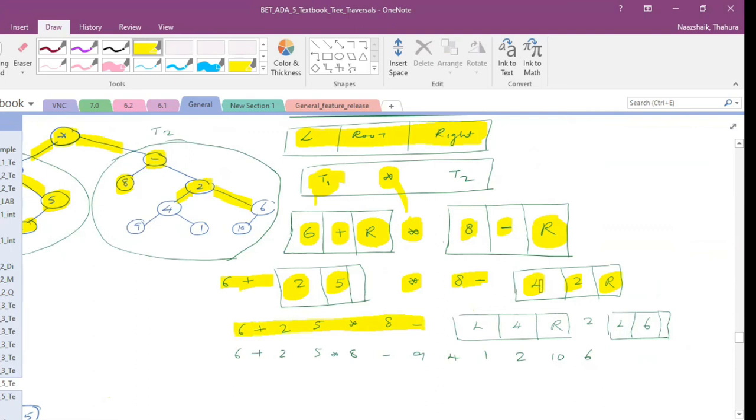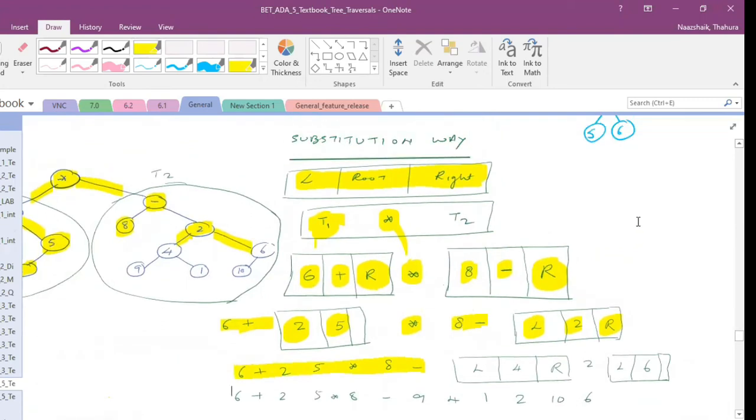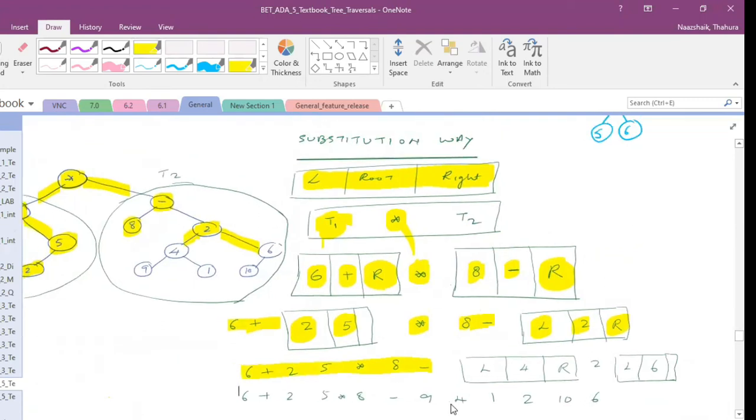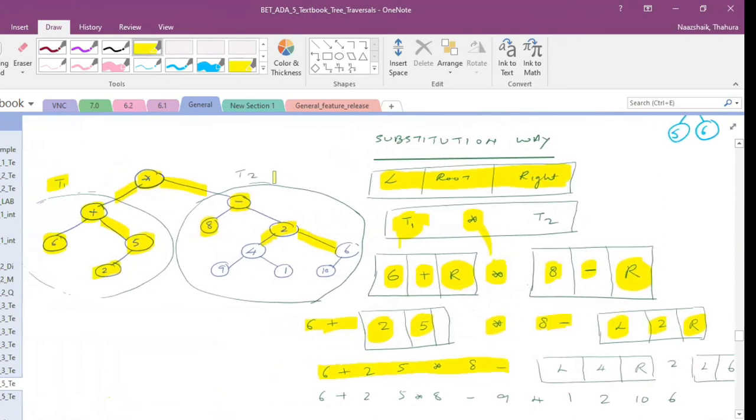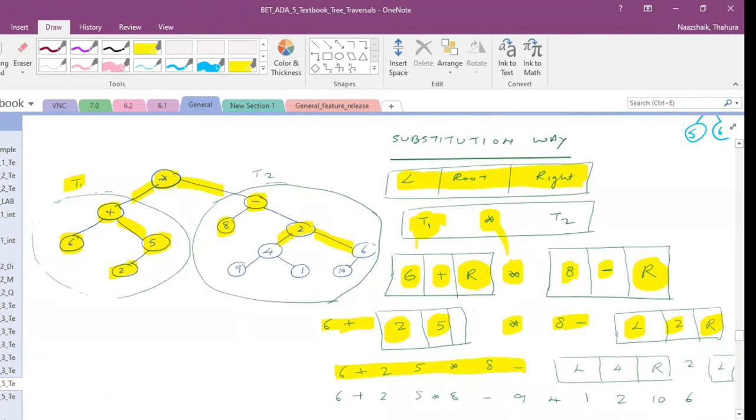Ma'am, why can't we write it all at once? This is a substitution method, so you're showing step by step. If you can just write it down by looking at this, that is also okay. That is the direction method. If in your exam it comes for, say, 2 marks, just write, apply in order traversal.